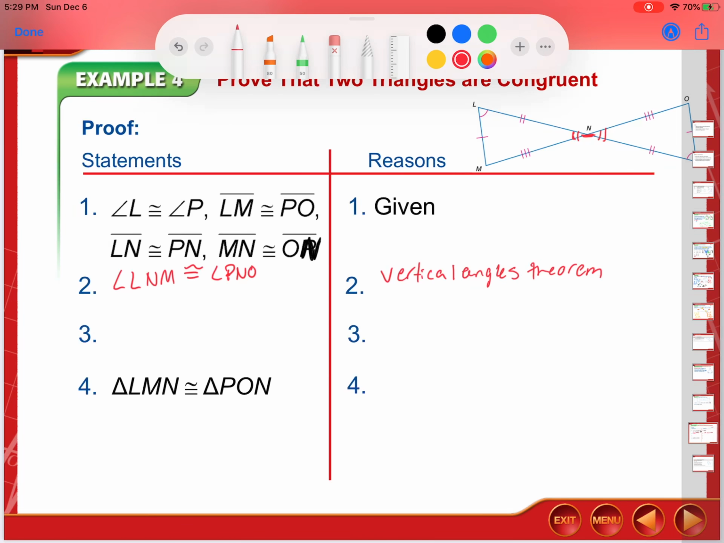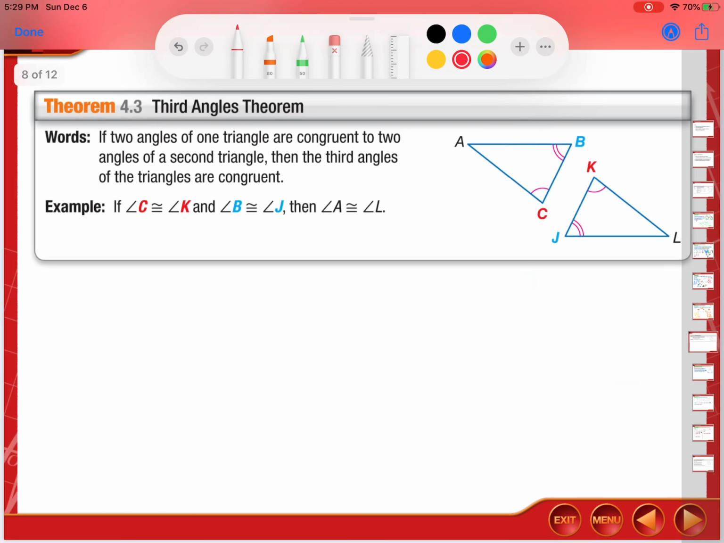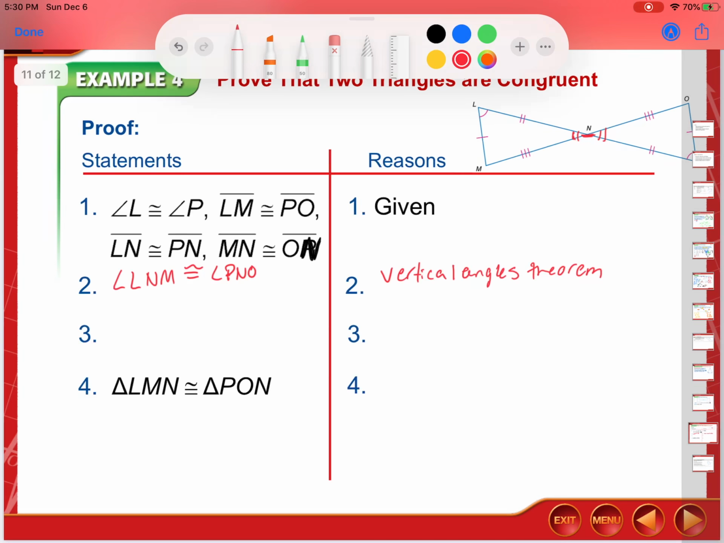So now we know angle L and angle LNM are the same. Let's use real words. We have two angles now that are congruent on each of these triangles, which, if we go back to this page, is the third angles theorem. So we have two angles that are congruent. That means the third one must be congruent too.